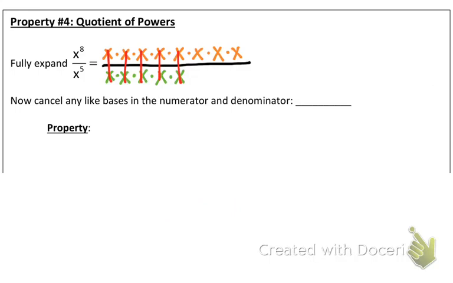So after we've completely simplified, what are we left with? Well, we have 3 x's on the top, and since everything on the bottom simplified, we just have a 1 in the denominator. Or we can write this as x cubed.